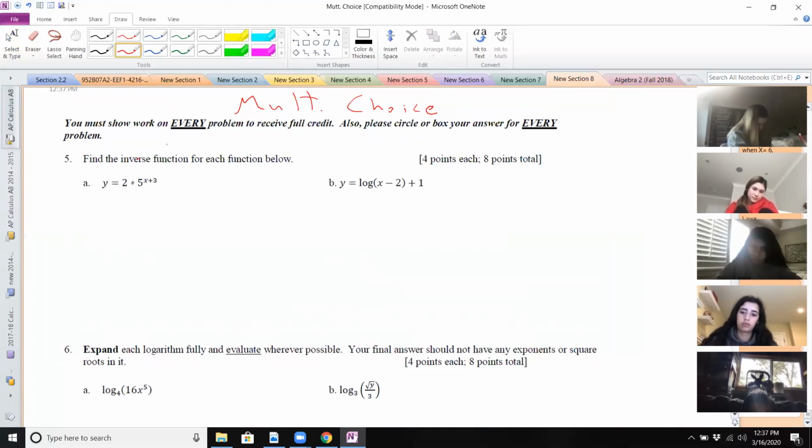So inverse. What's the first step? Anyone could chime in. Switch x and y. Yes. And then isolate y.